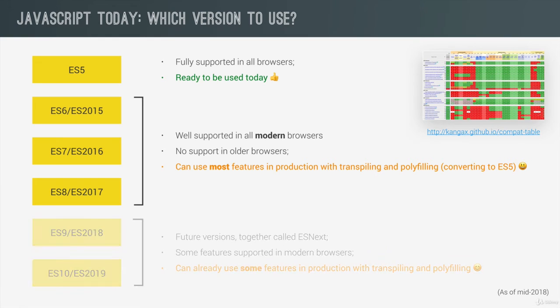Next up, there are the future versions of the language like ES9, ES10 and so on. And these future versions together are many times called ES Next. Now some features of these future versions are actually already implemented in some browsers, and so you could use them by transpiling and polyfilling your code today. But to be honest, I wouldn't really advise you to do so at this point, because I believe that ES6, ES7 and ES8 together are powerful enough to bring the JavaScript development experience to a whole new level already, as you will see a bit later in the course, alright?